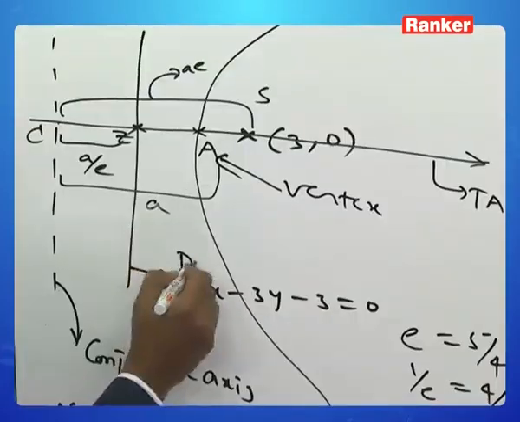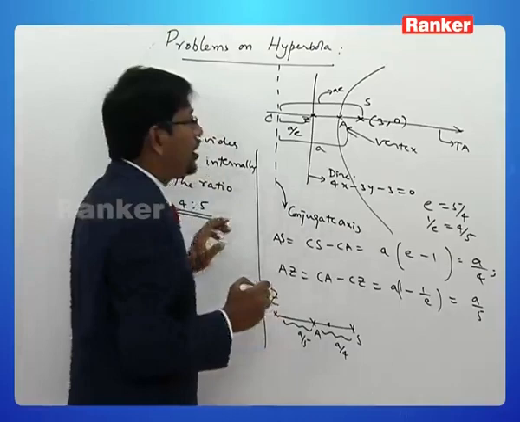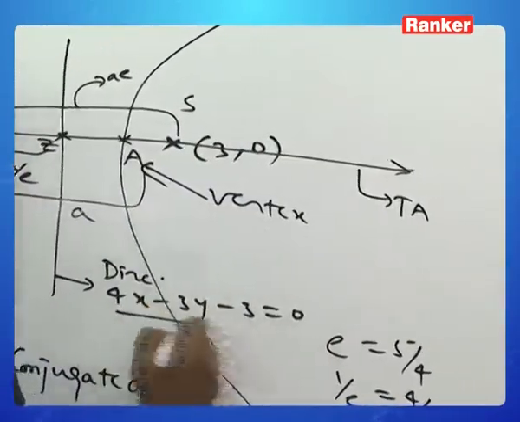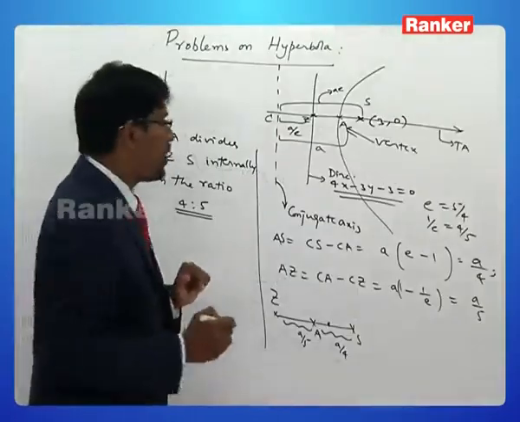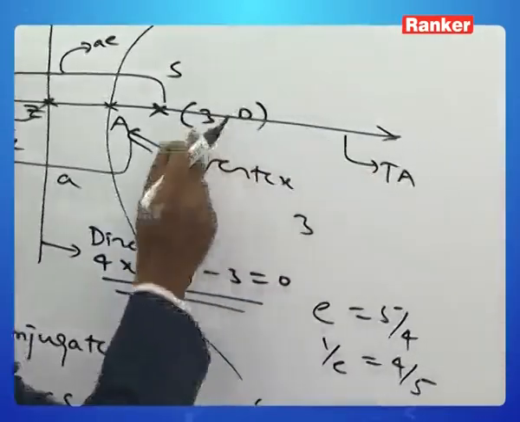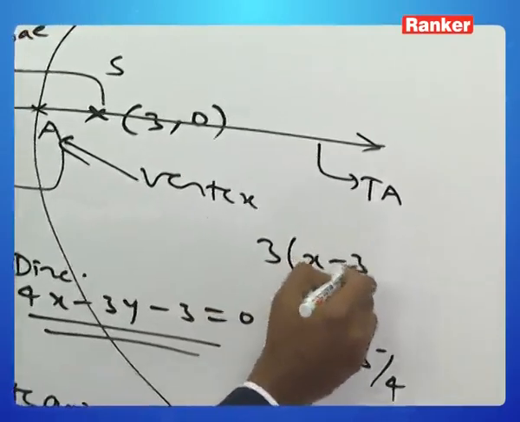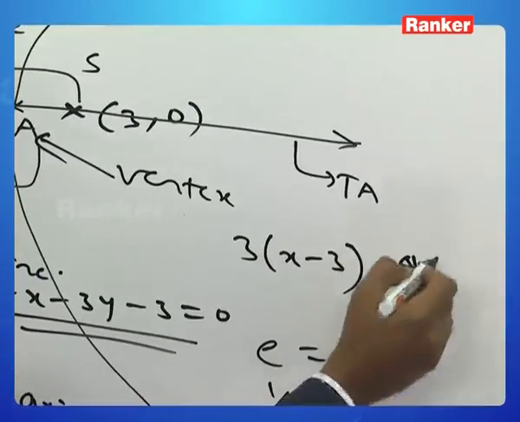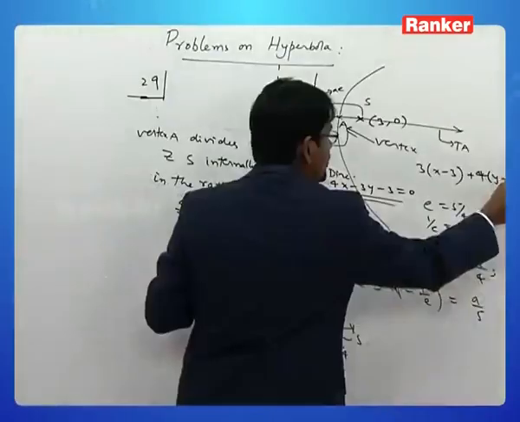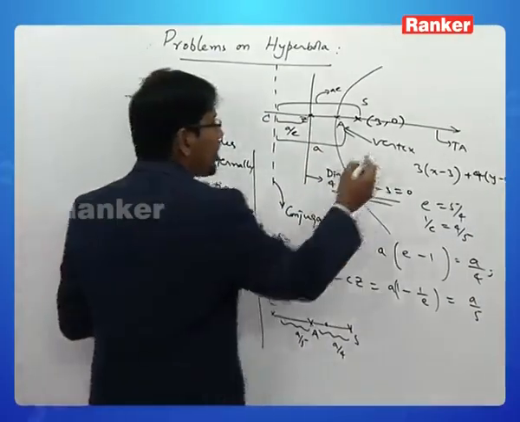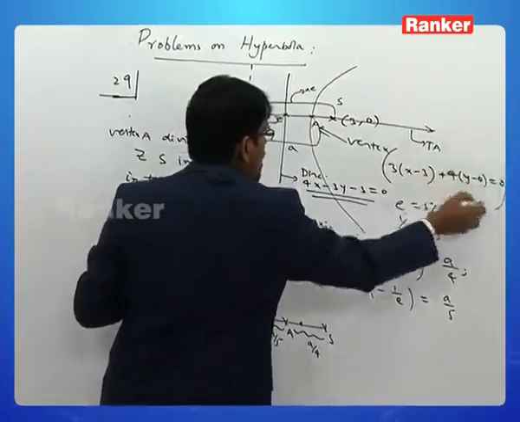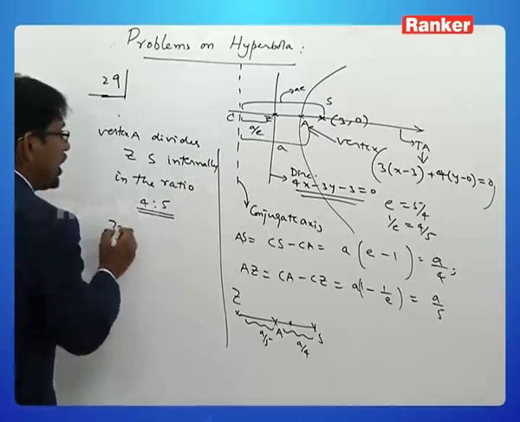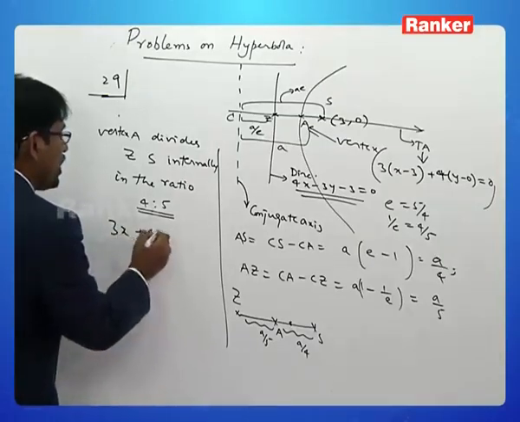This is the directrix, and the transverse axis has to be passing through 3, 0. So how do you write a line perpendicular to this? It is in the form of 3x, and it is passing through 3, 0. So it should have been 3 into x minus 3 plus 4 into y minus 0 is equal to 0. That must have been our transverse axis. So what is the transverse axis? 3x plus 4y is equal to 9.